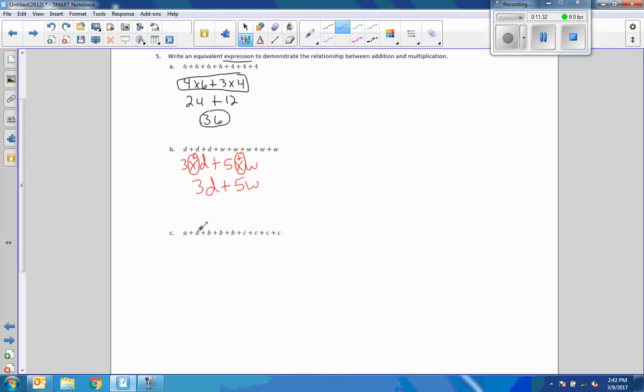All right, so now we have A, there's two of them, so we say 2A, plus B, there's 3 of them, so that's 3B, plus C, and there are 4 of them, so that would be 4C. Okay?